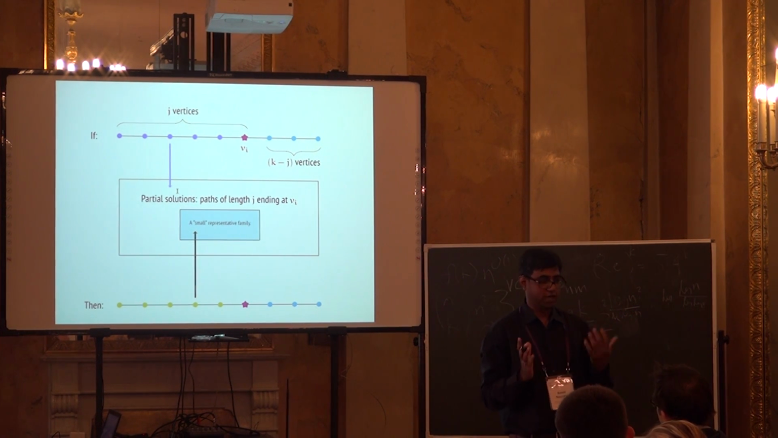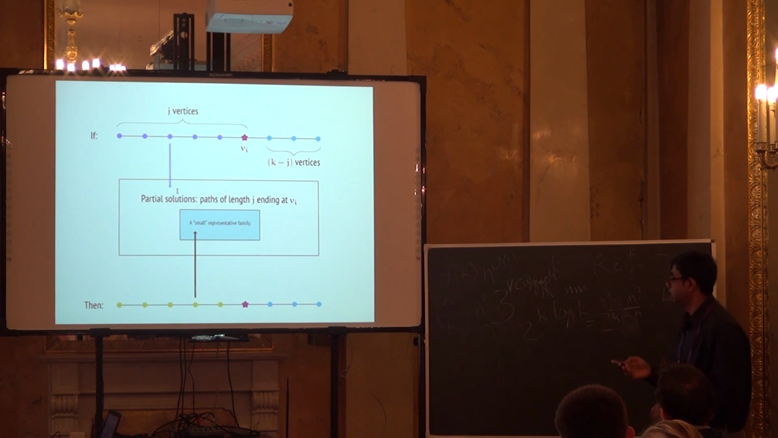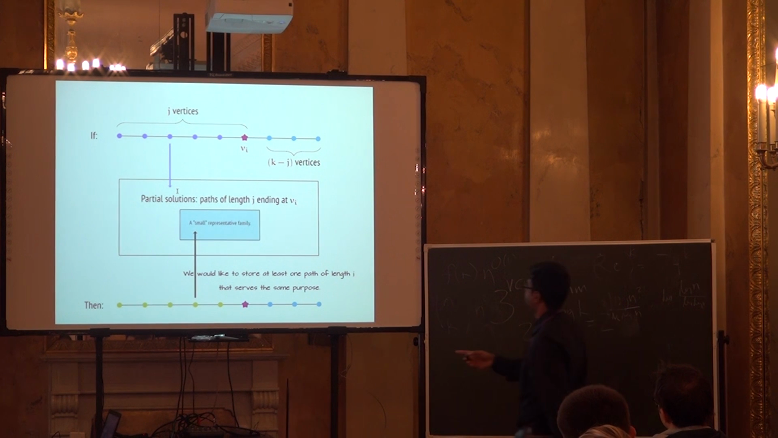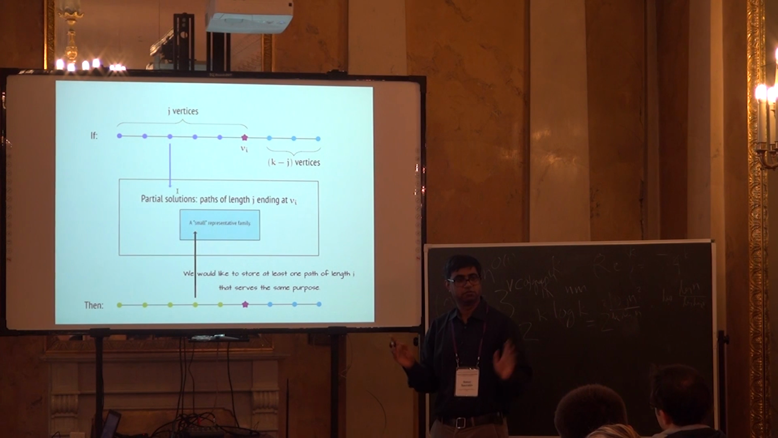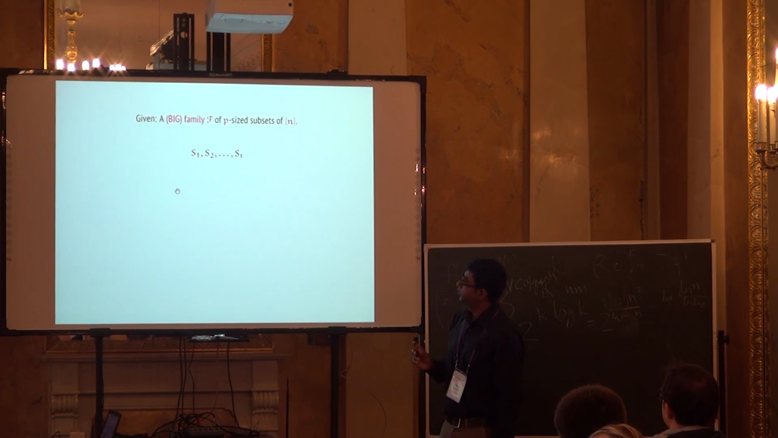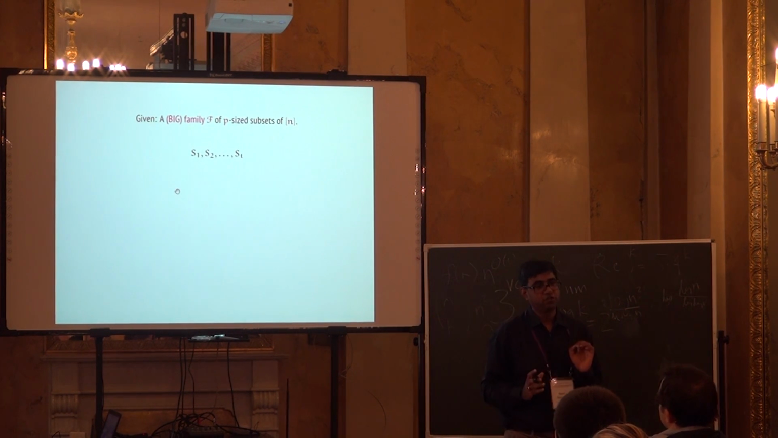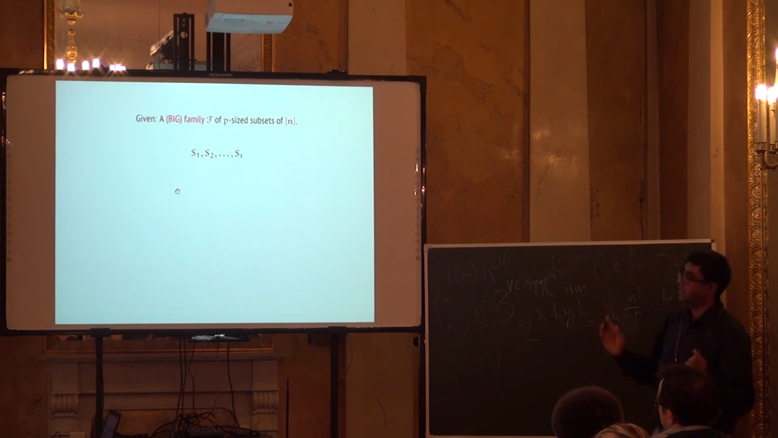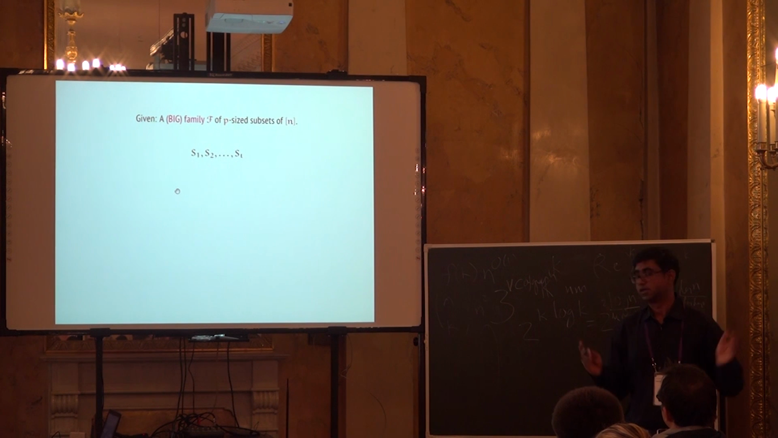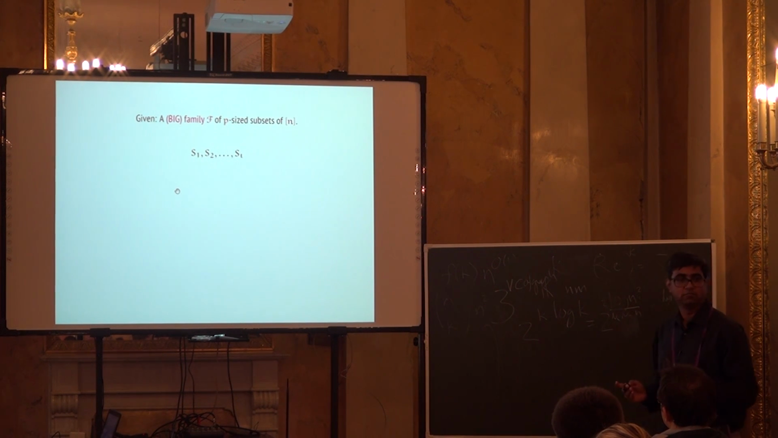Okay, so this is the kind of question we are interested in. Basically, we would like to store at least one path of length j that serves the same purpose. That's the whole goal. The combinatorial question we are interested in is this: you have a big family of p-size subsets of [n], S1 to ST. Think of them as your paths, like the first j-length paths.